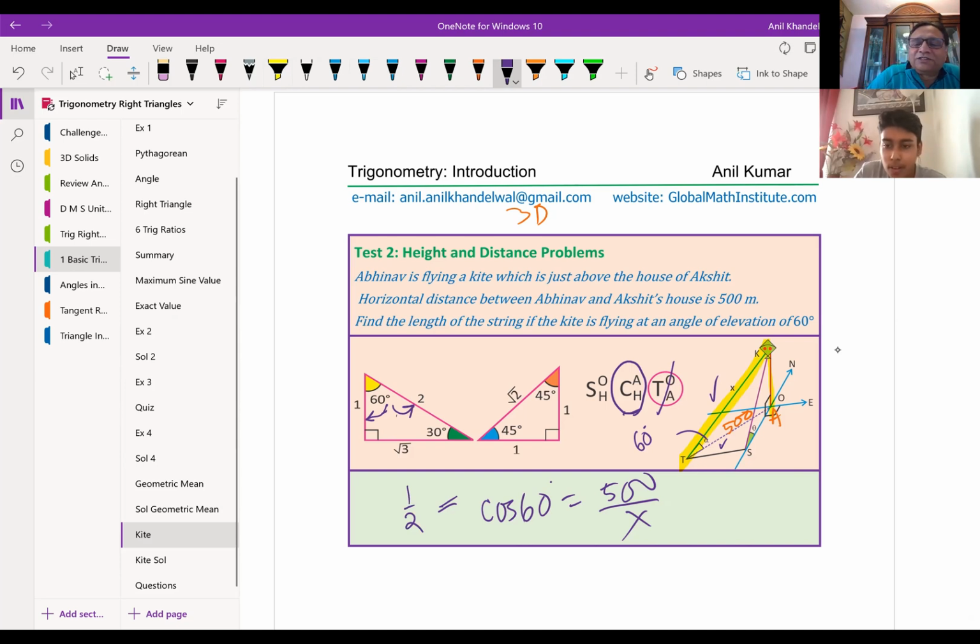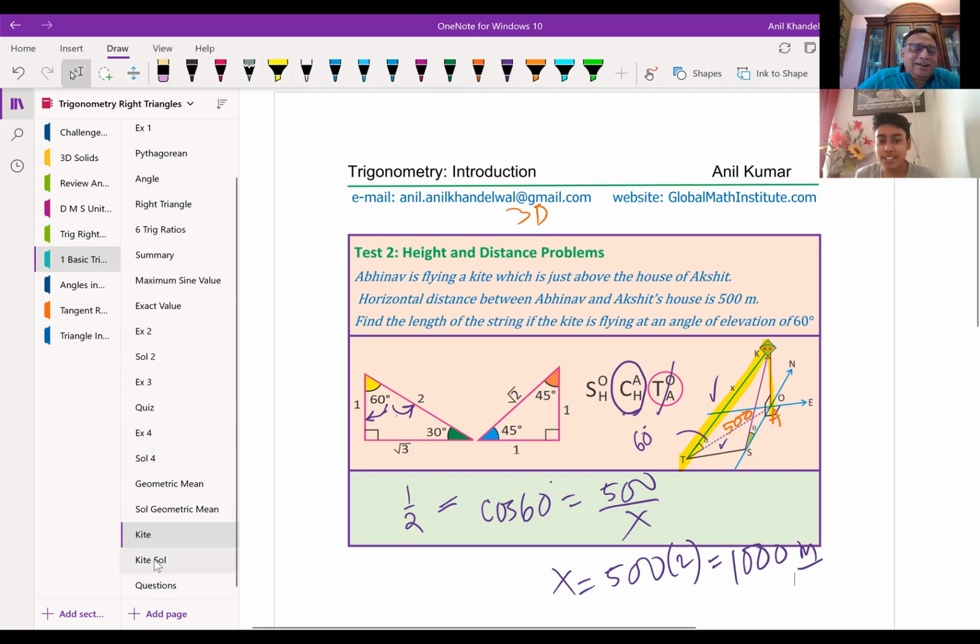Half. Correct. So now you can cross multiply, and that gives you the value of x as 500 into 2, right? Which is 1000 meters. Is this clear to you? So easily we have solved a question which relates to 3D height and distance problem. Is this clear? It's a bit clear, sir. It's just going to take a while to understand the 3D version.